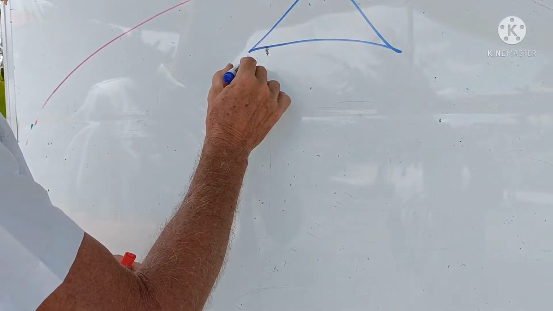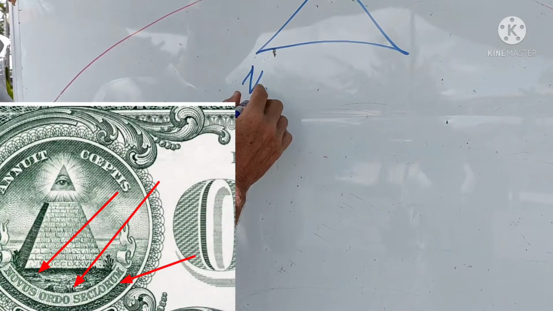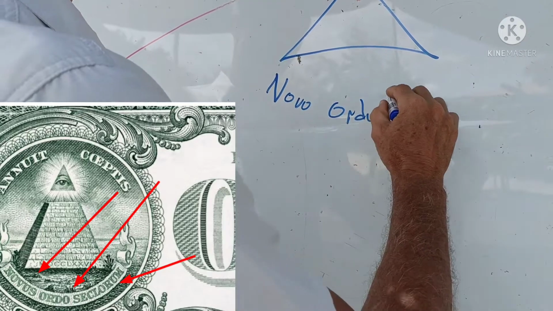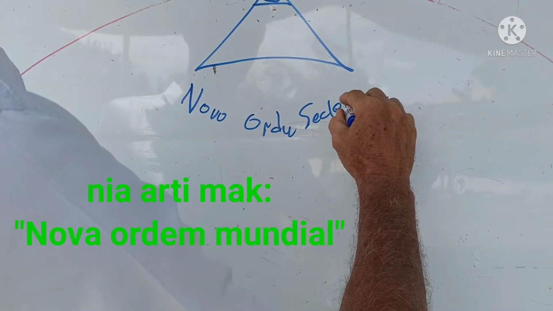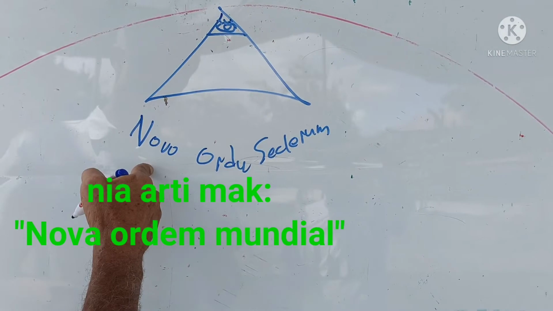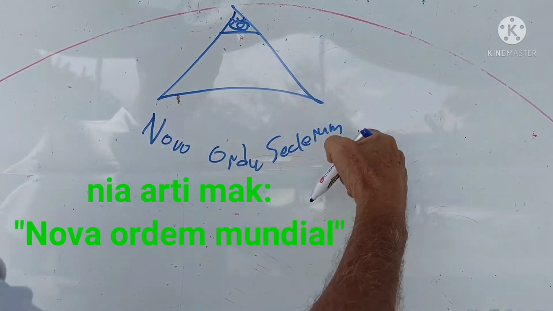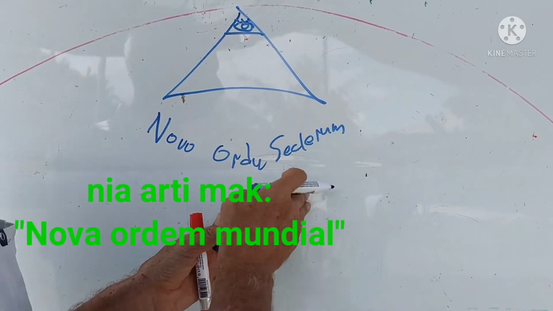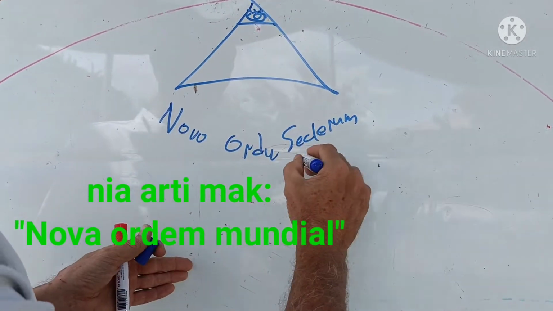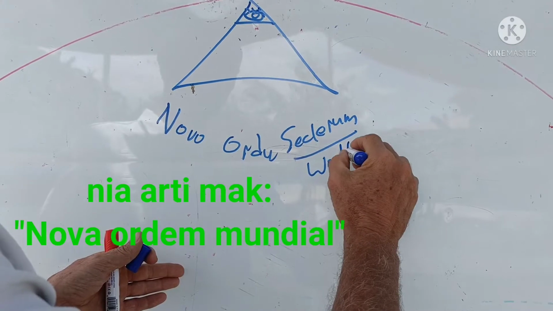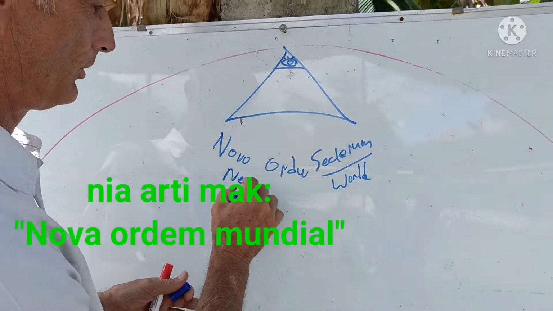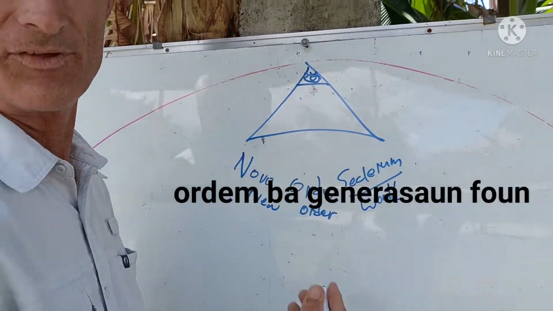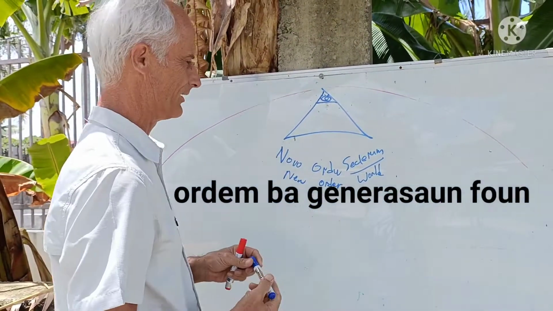And so we have Novus Ordo Seclorum. And this simply means new order of the secular, of the sects or the generations. You could say world, of the worlds of people. So new order of the world of the generations is what it literally means.